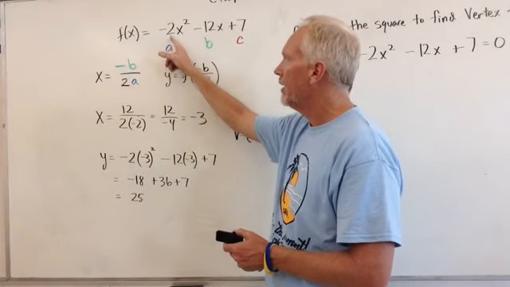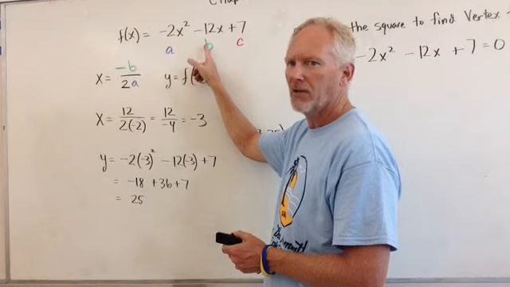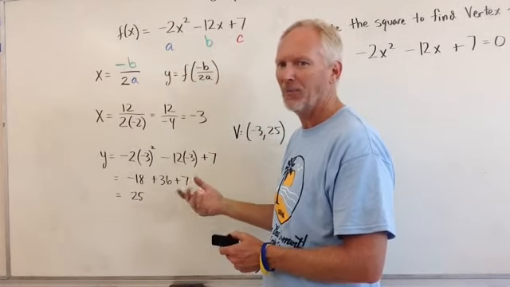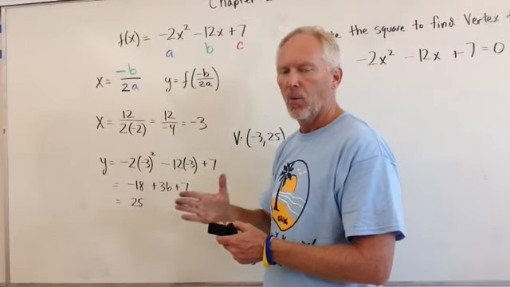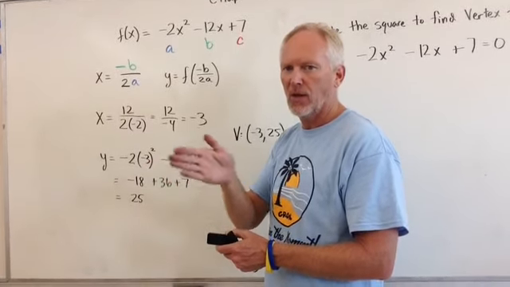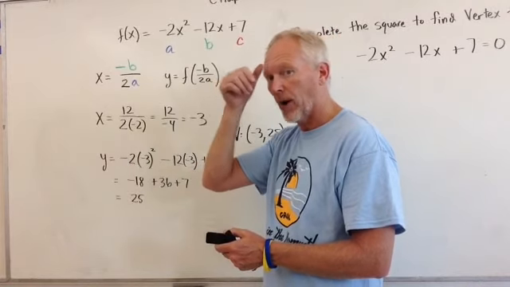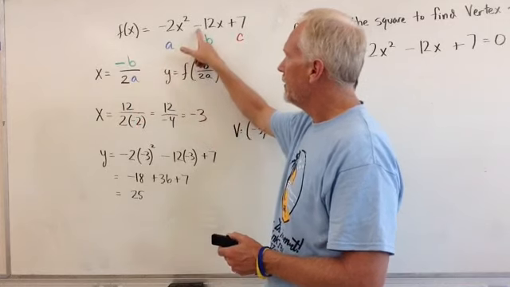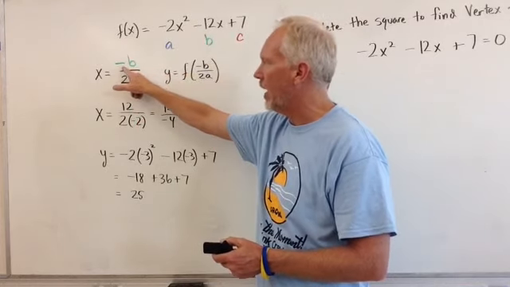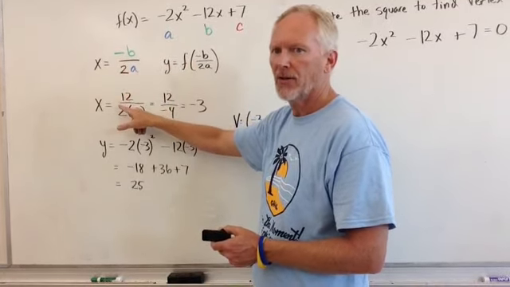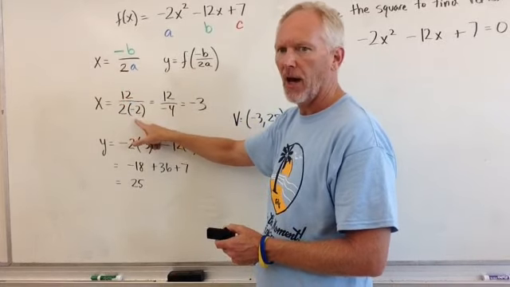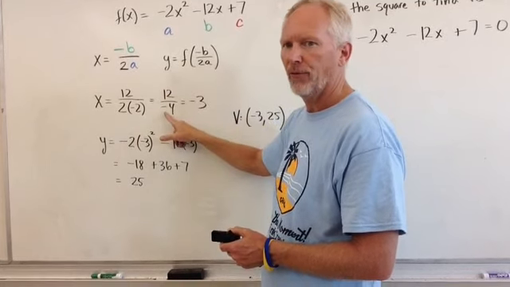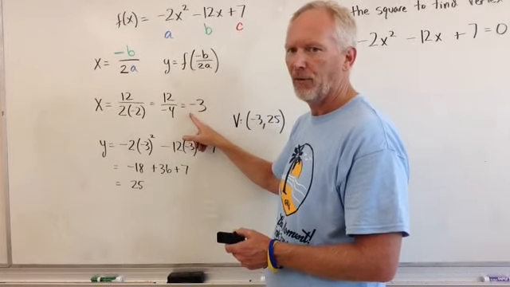Again, we have a is negative 2, b is negative 12, and c is 7. And for the vertex, we need a and b. And that's how we'll see what the vertex is doing. Is it shifting to the left or to the right? So we take negative b over 2a. It's negative 12, so negative times a negative becomes a positive 12 over 2 times a negative 2, because that's our a. We get 12 over negative 4, which is negative 3.